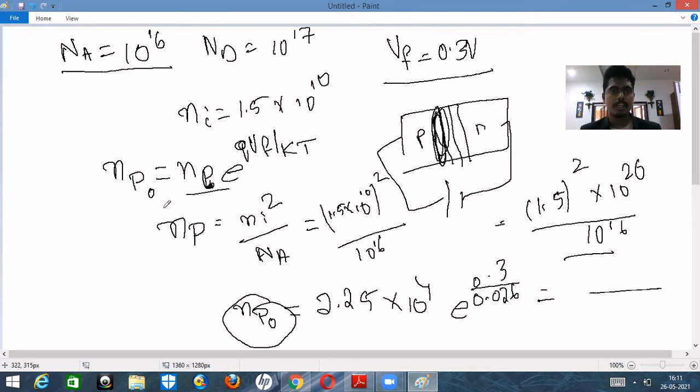Okay, so this is the formula for the concentration of electrons at the edge of the P side. They have asked simply for the concentration of electrons at the edge of the P side, right? So the formula already exists: Np into e power q into Vf upon Kt. So we know all the values, except we need to find out the Np value. Np is nothing but concentration of electrons at the edge of the P side. And initial P side majority carriers are holes, so Na is 10 power 16 and therefore Np is nothing but Ni square upon Na. Then you can finally get the answer. Okay, so as simple as such.